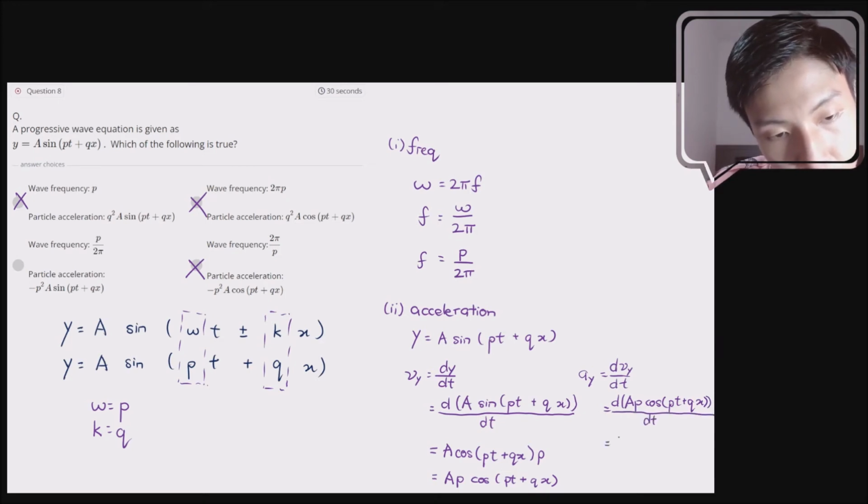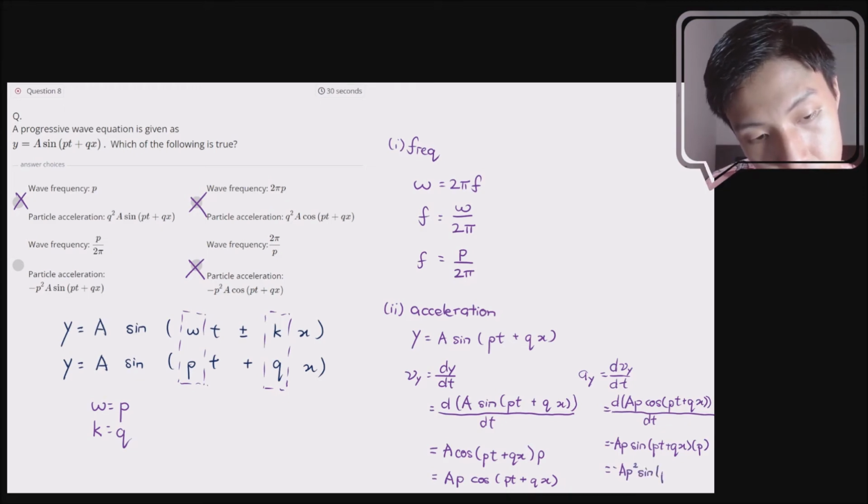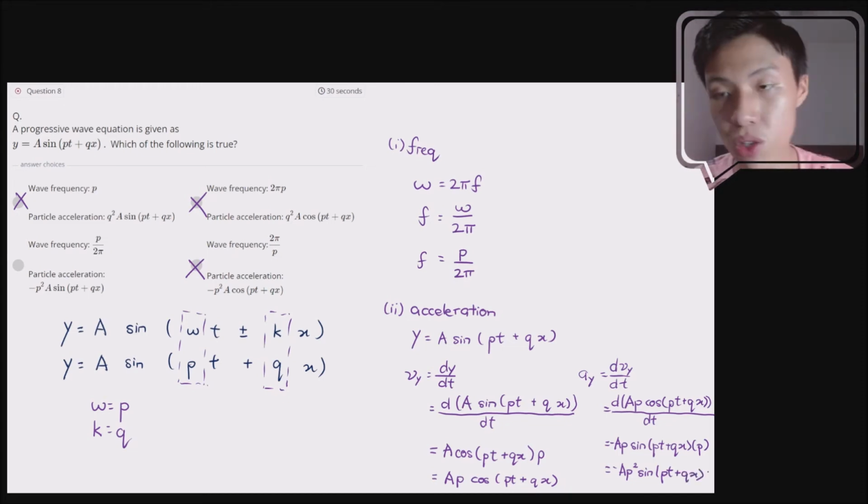AP you can bring it out because it's a constant. You differentiate cos, you get negative sign. Write out what's inside the bracket. Then you differentiate what's inside the bracket, you get another p. So if you rearrange it, you get negative AP squared sine pt plus qx. So which equation fulfills this condition here?